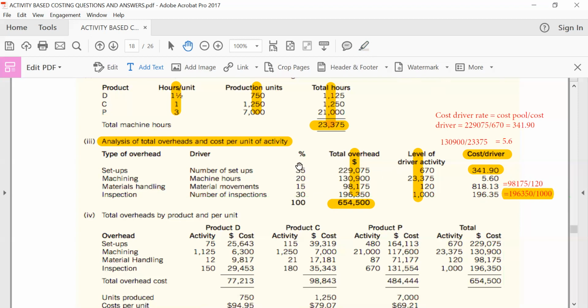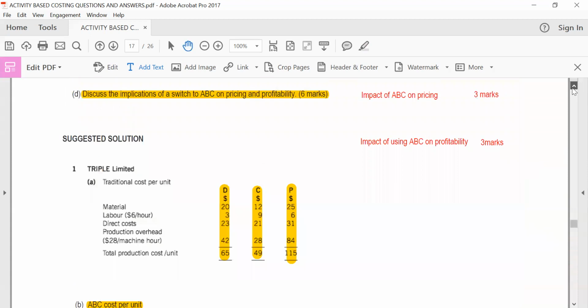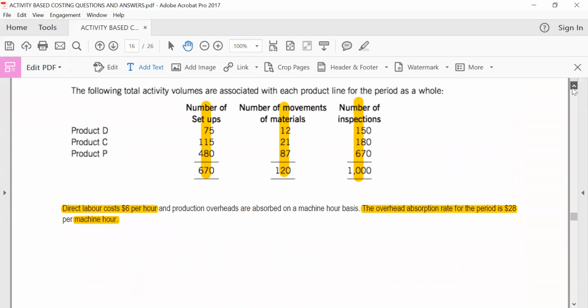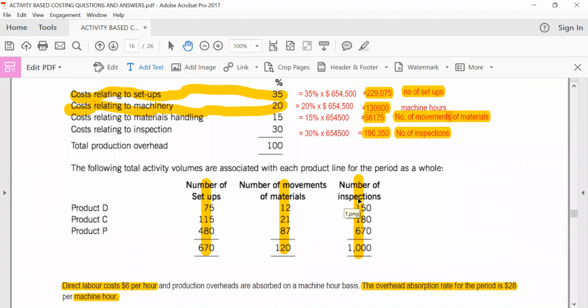How to get these ones is a matter of multiplying the percentages by the total, then you fill this side. The cost drivers have been estimated: 670, 23,375, 120. Where did you get this 670? Here, being a little bit inquisitive for us to understand the solution. Where did the examiner get the 670? The number of inspections has been given to us. In the case of product P, they said the number of inspections is 670. If you don't take care, you might confuse yourself with this, right?